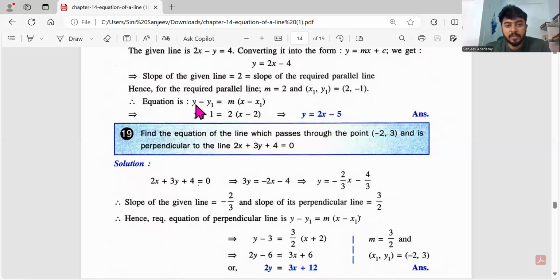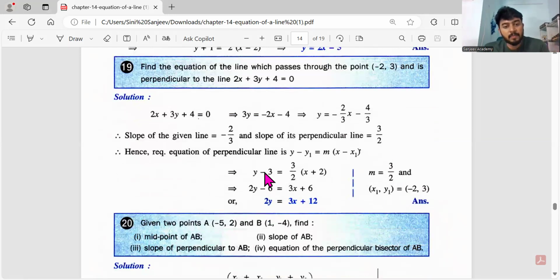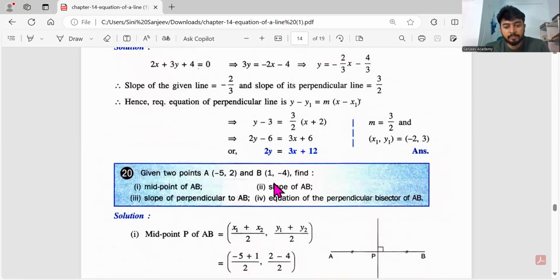So the same equation here, y minus y1 is equal to m into x minus x1. Instead of m, what I had to put? I had to put 3/2 here. So compare and study. Okay. And then the x1 and y1 values, we'll put in this question. That's the only thing.